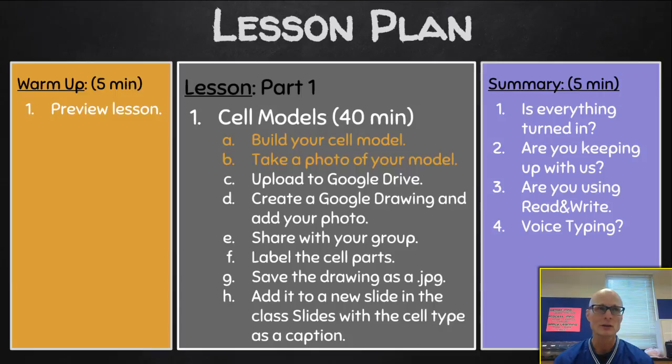The requirements are that you provide the name, the role or function of the organelle, its city and factory analogy parts if they had one. And then you're going to save that as a JPEG and put that in a class Google Slides called Edible Cell Models for your period, which you can find on Google Classroom in number 8. And that's what we did all period today.